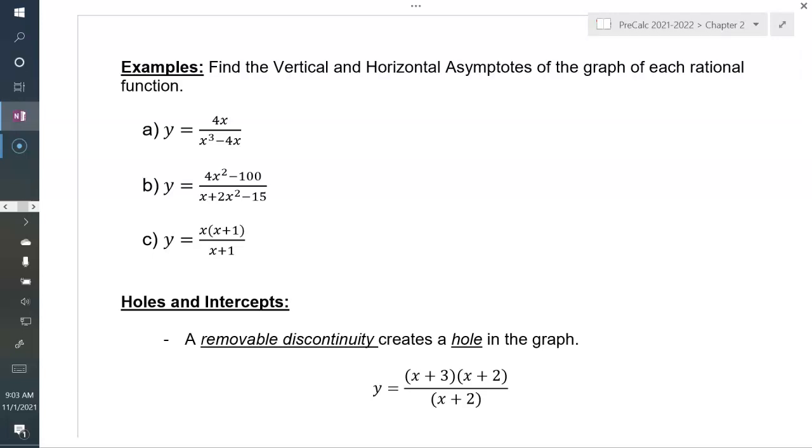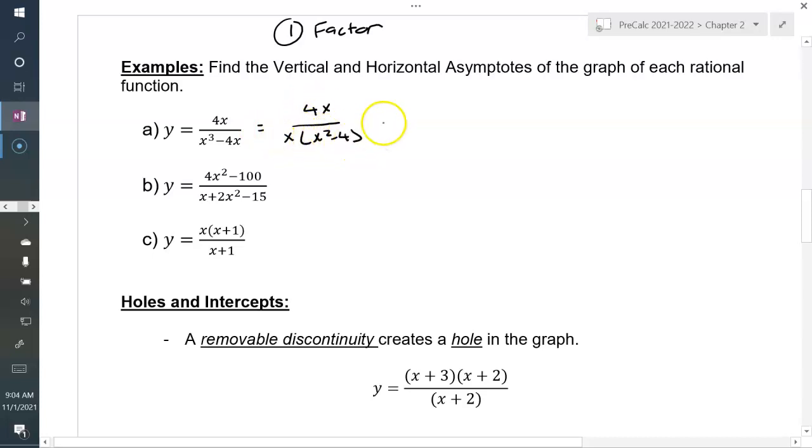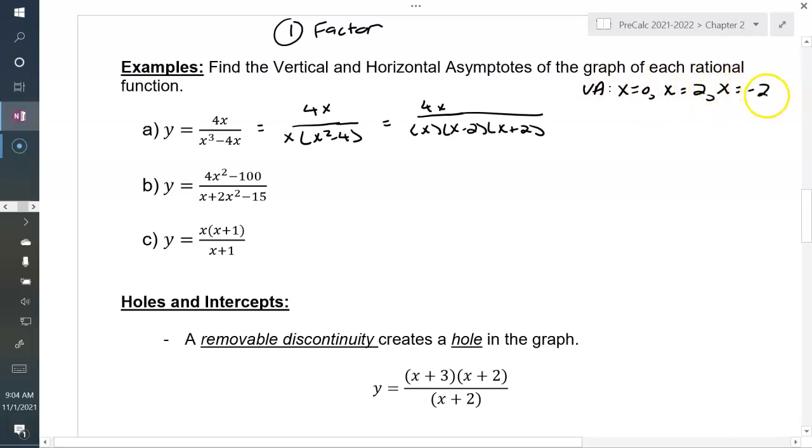So the first thing you need to do is factor, because that's going to help us find where our denominator equals 0. So I have 4x over x times x squared minus 4. That equals 4x over x times x minus 2 times x plus 2. So that means we're going to have vertical asymptotes at x equals 0, x equals 2, and x equals negative 2.